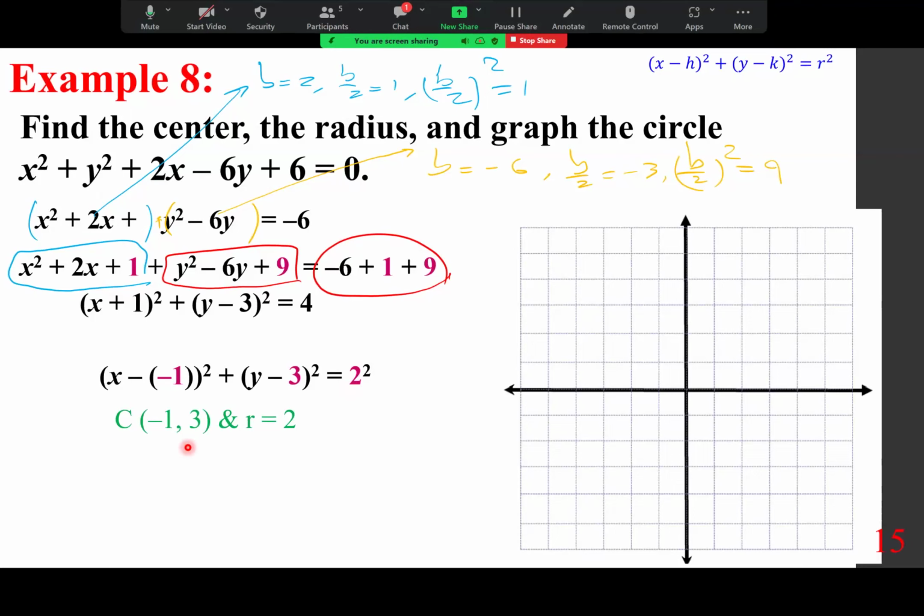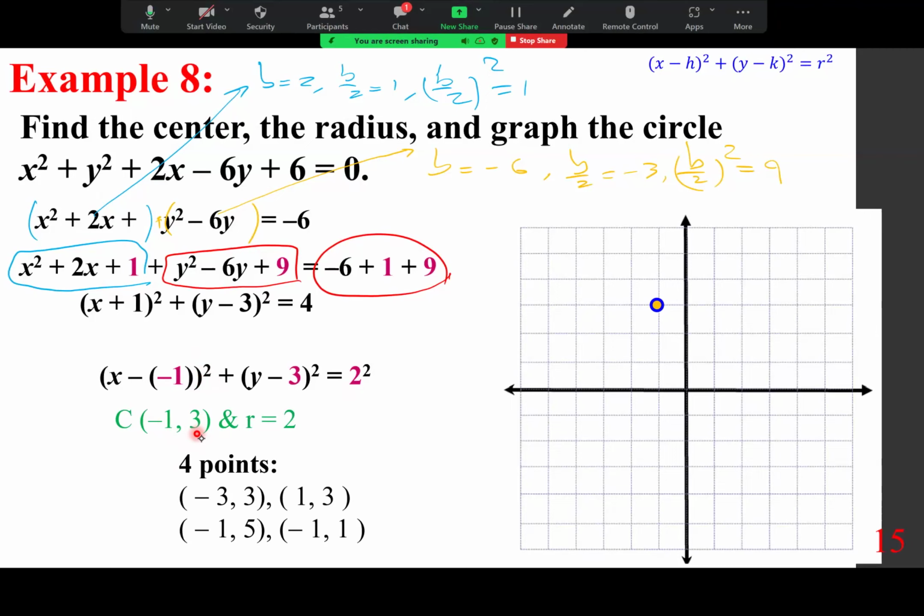And from the center, you go 2 units to the left and right. So if you want to go to the left, you subtract 2 from this one, you get negative 3. To the right, you add 2, you get 1. If you want to go up, you add 2 to this one, you get 5. You want to go down, you subtract 2, you get 1.